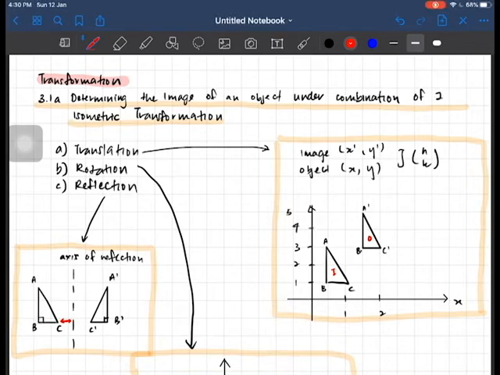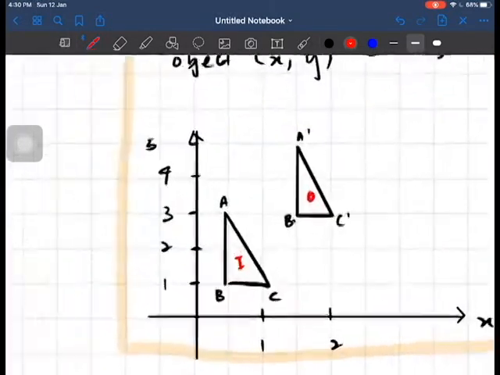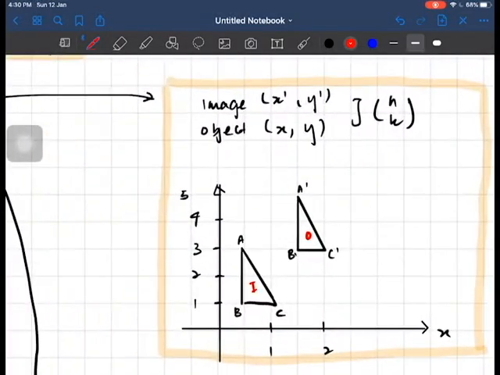Alright, so today we're going to learn about transformation, SPM, mathematics. Under transformation, we have three isometric transformations, which are translation, rotation, and reflection. So what's transformation? Transformation is pretty much how an object is moved to an image. Basically, let's say ABC is my object and A prime, B prime, C prime is my image.